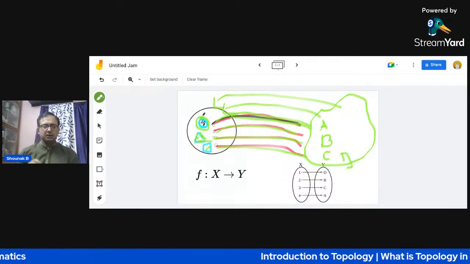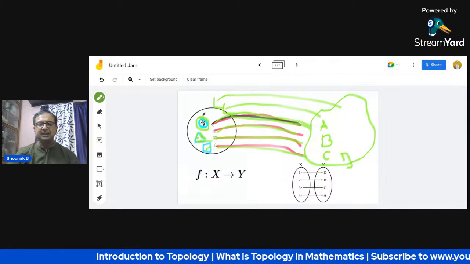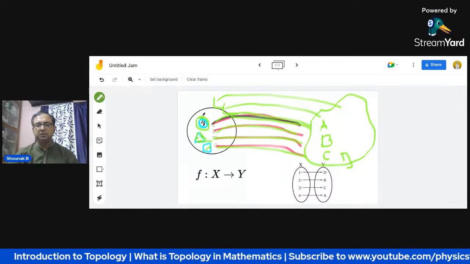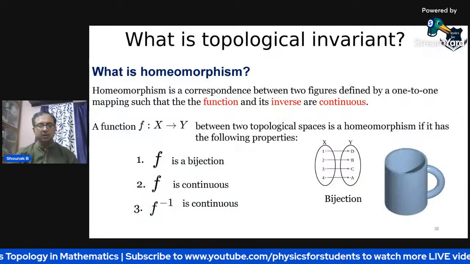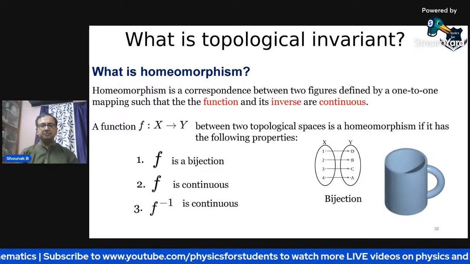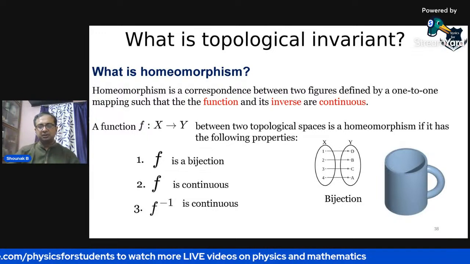So the basic concept that I'm trying to explain over here is why we are taking it as a topological invariant and why it is called a homeomorphism. Why is it called a homeomorphism? Because this would take place between the mapping of the function and its continuity.